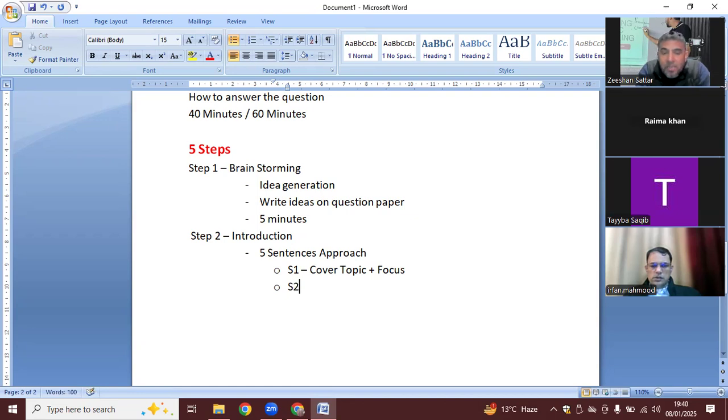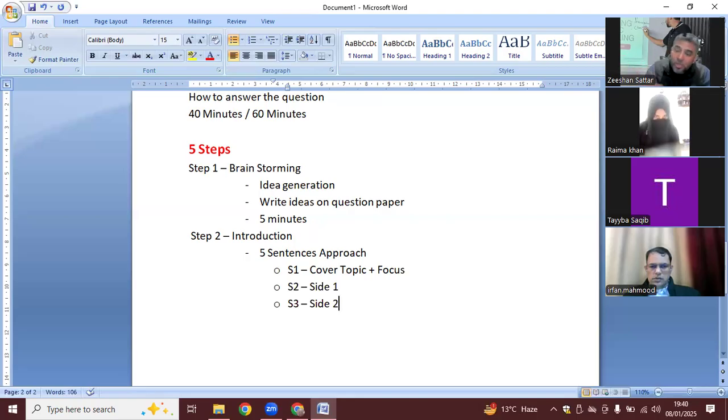S2, sentence number 2, will be from side number 1. If it is a problem and solutions essay, this will be a sentence for problems. And then sentence number 3 is for side number 2. If it is a problem and solution essay, this sentence will be for solutions.